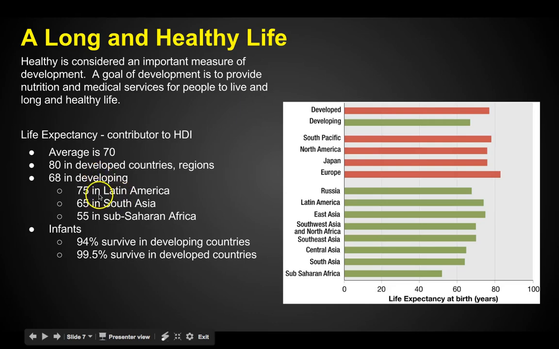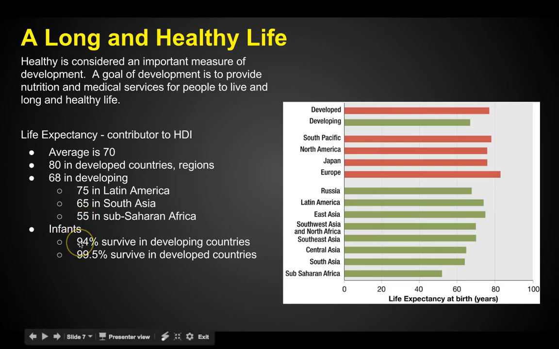In Latin America, we're looking at about 75 life expectancy. In South Asia, you're expected to only make it to 65 years old. In sub-Saharan Africa, where they're really limited on their resources, life expectancy is only 55. Can you believe that? That's approaching what it was during colonial periods, medieval periods.